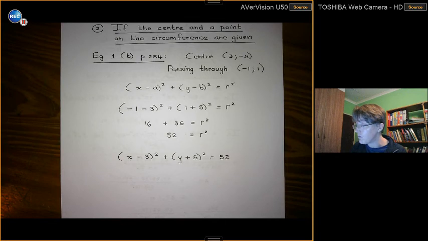Okay, so very easy. If they give me the radius and the center, I can just sub it into the formula. Or if they give me the center and a point that the circle passes through, I can calculate the radius, and then again I've got the equation of the circle. Very easy.